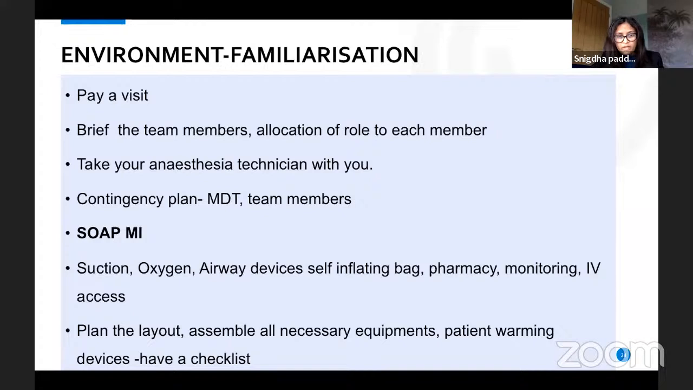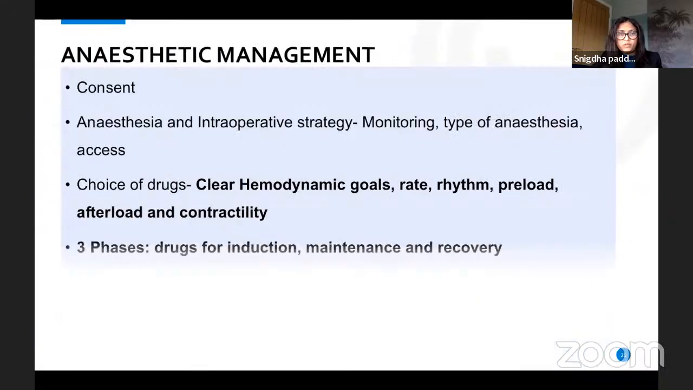So once you have done all that, plan the layout, assemble all the necessary equipment as per the requirement of the procedure, and have adequate patient warming devices, because most of these places are cold, and especially neonates and small children tend to become hypothermic. I always carry a checklist and I prepare my patients as per the checklist.